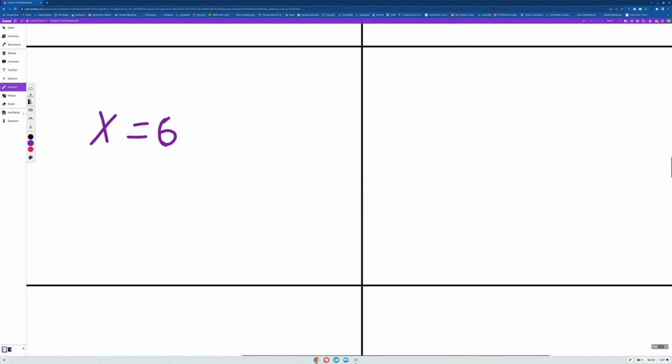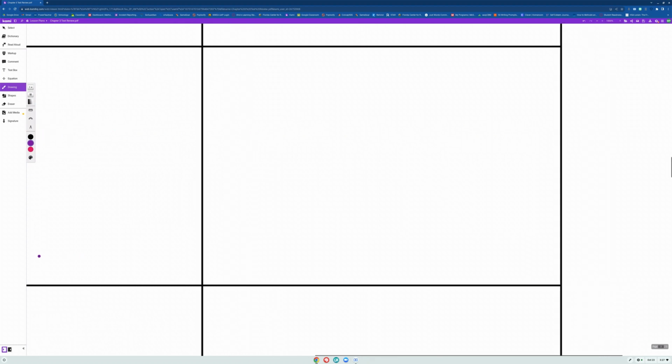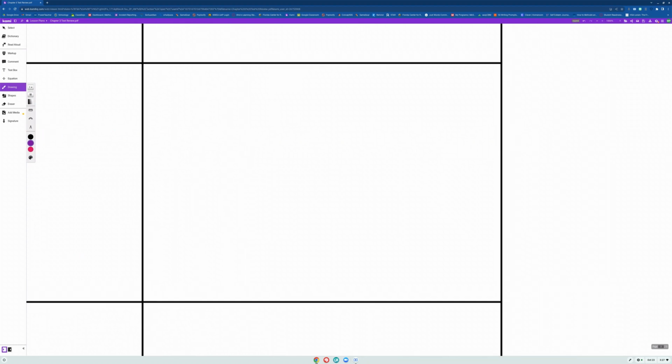If I am correct and x does equal 6, then when I plug it back in, I should be able to get the same answer on both sides. So I'm going to start by rewriting my problem. And now I'm going to rewrite it again, but instead of writing x, I'm going to plug in my variable.